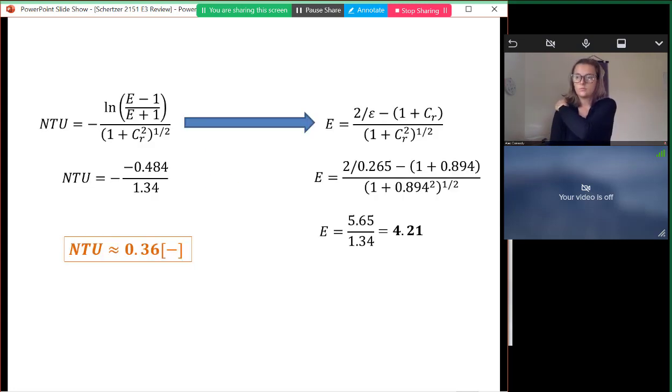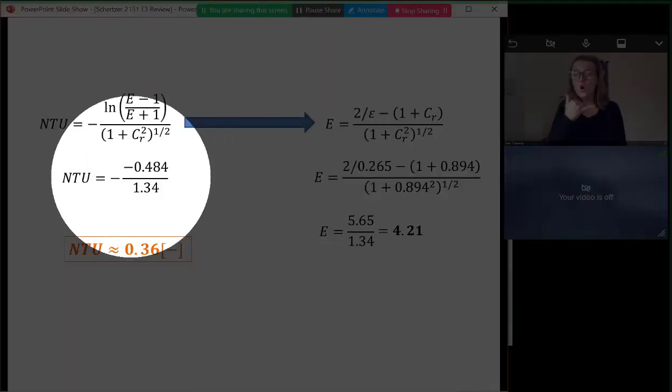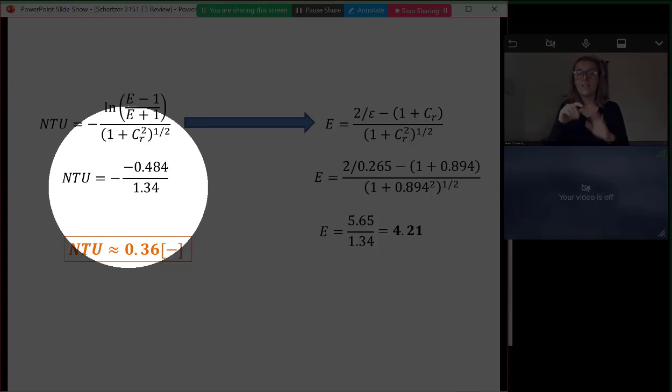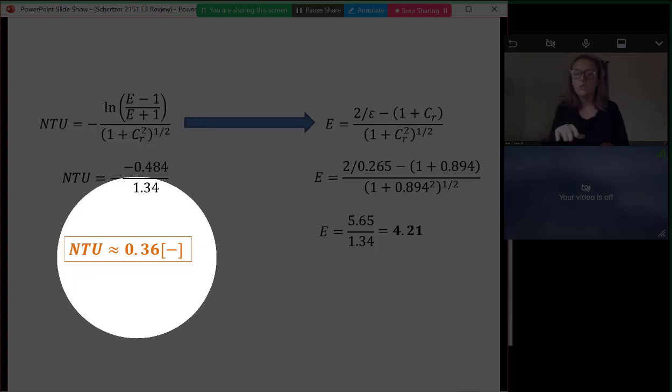Right? If I did this wrong, again, if I forgot this negative sign, your NTU can't be negative, right? So if you get a negative value here, it means you did something wrong.